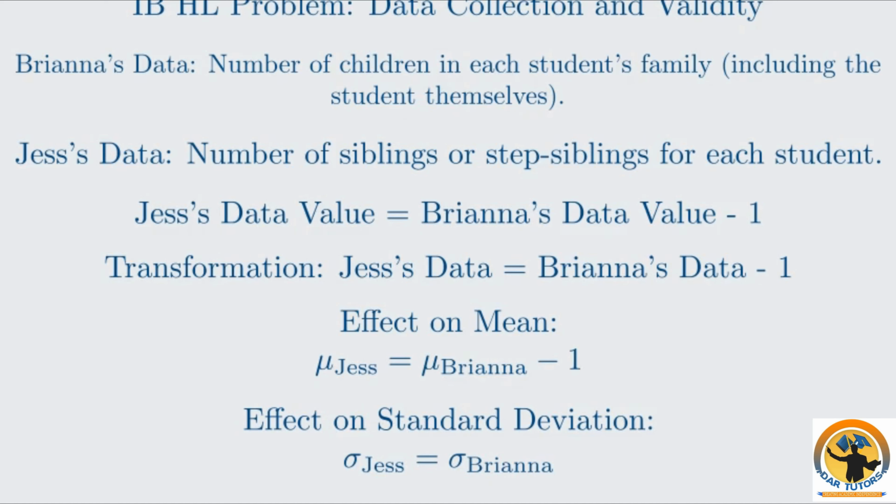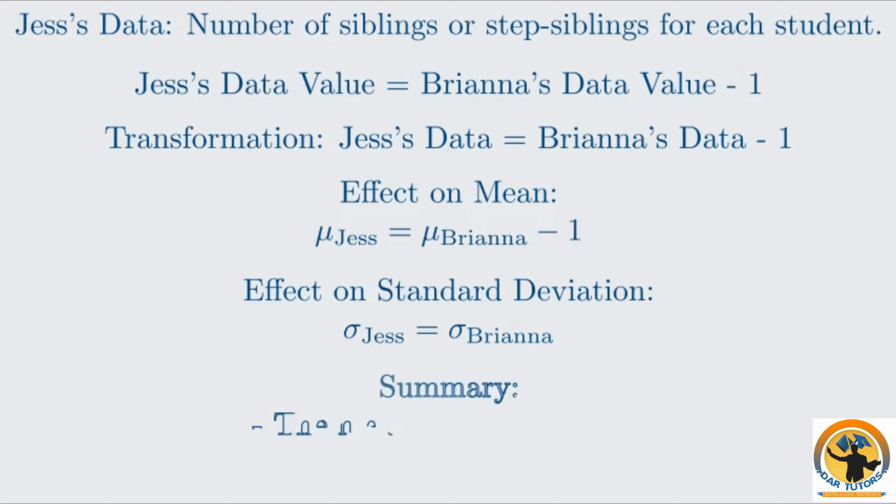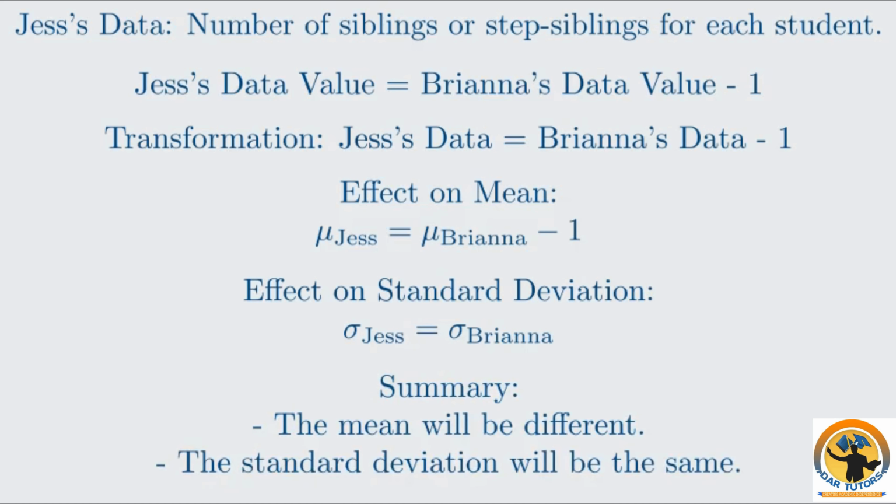So, in summary, the mean of Jess's results will be lower because she excluded the student themselves from the count. But the standard deviation will be the same because the variability within the family sizes has not changed. The entire dataset has simply shifted down by 1. This problem demonstrates that a deep understanding of the concepts is more important than just memorizing formulas for the IB Mathematics AIHL course. You need to be able to reason about data and its properties.